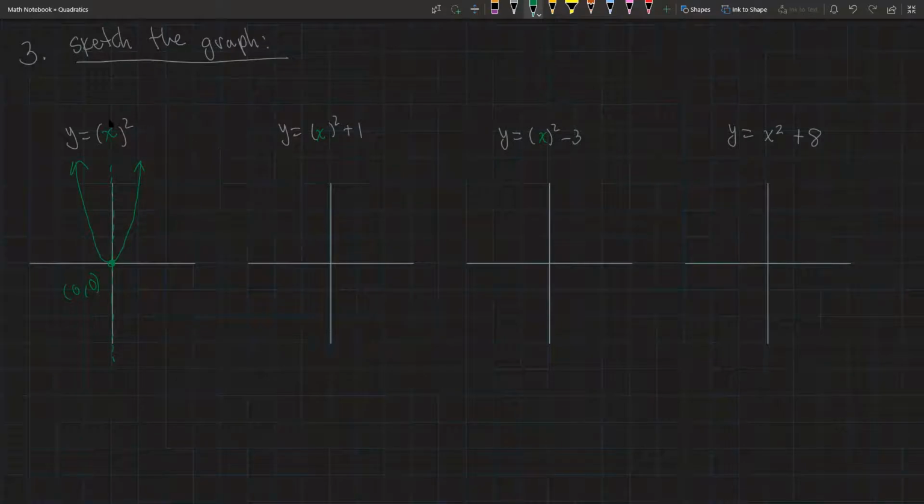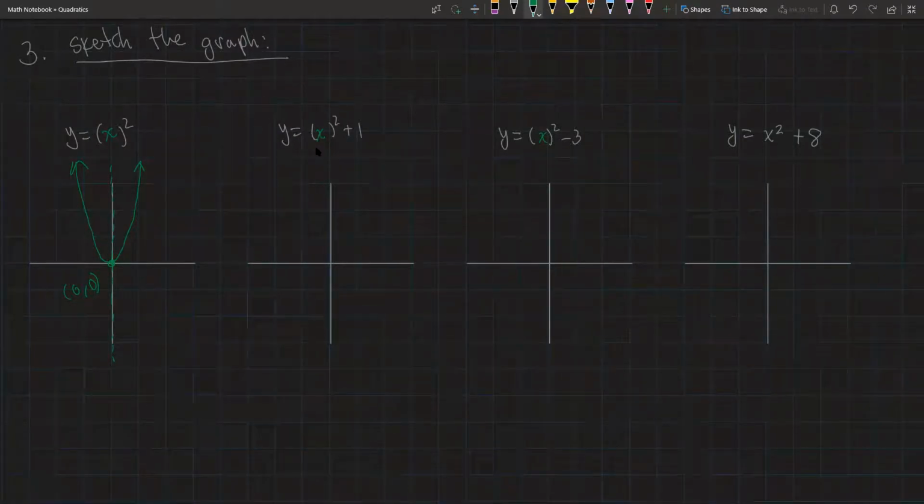Hopefully you notice a resemblance. This one, I can read it as y equals something squared. And the next one is y equals something squared plus 1. Let's pretend that the plus 1 is not there. It is there, but we'll come back to it. If the plus 1 is not there, then how would I read this? Y equals something squared. Isn't it the same as this one? So we know what part of this looks like.